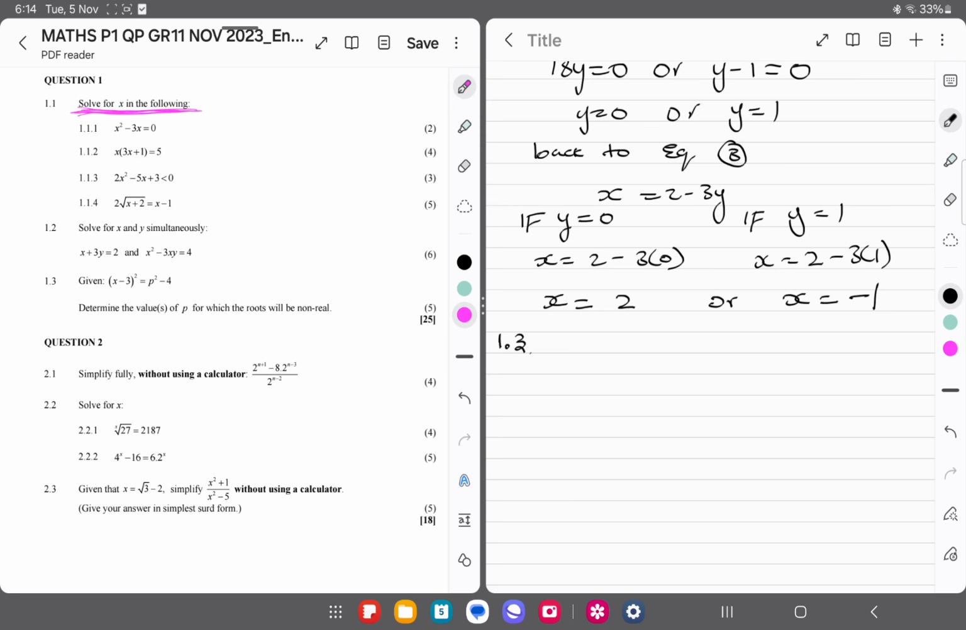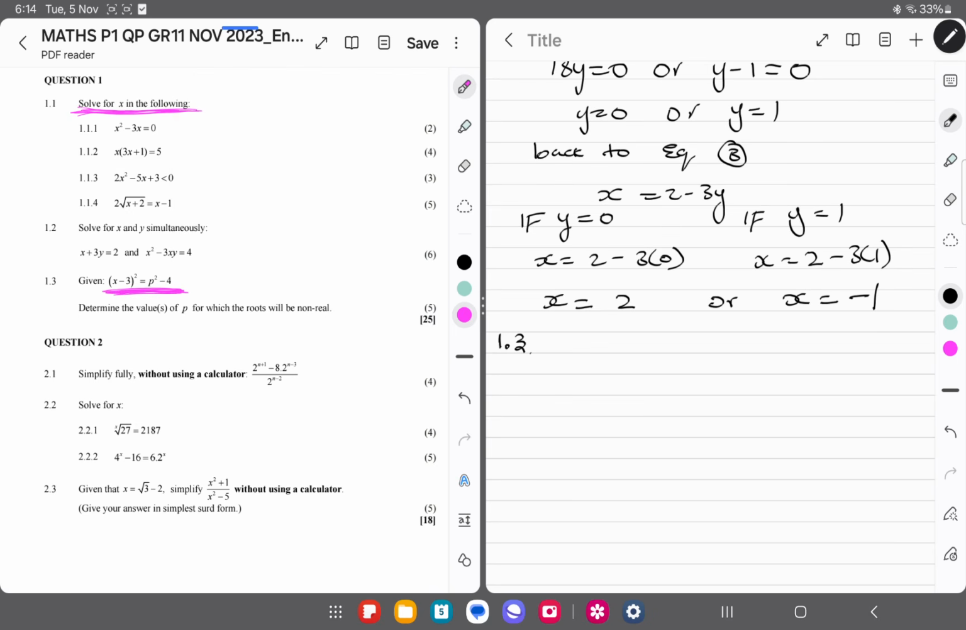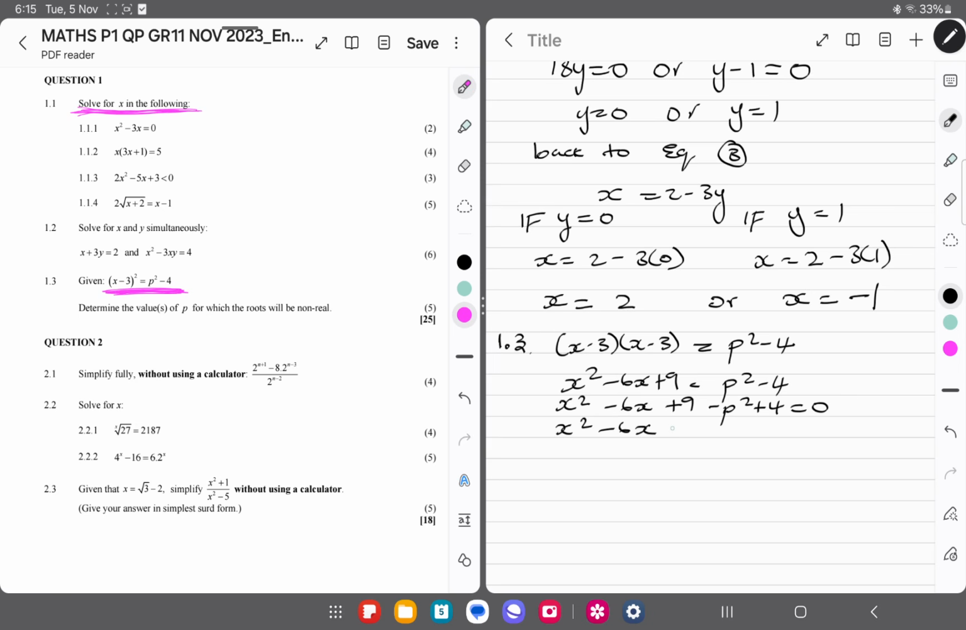Firstly, what I can do here is work this out to standard form. So (x minus 3) squared equals p squared minus 4. Then that will be x squared minus 6x plus 9 equals p squared minus 4. From there, I'm going to have x squared minus 6x plus 9 minus p squared plus 4 equals 0. So this is going to be x squared minus 6x plus 13 minus p squared equals 0.